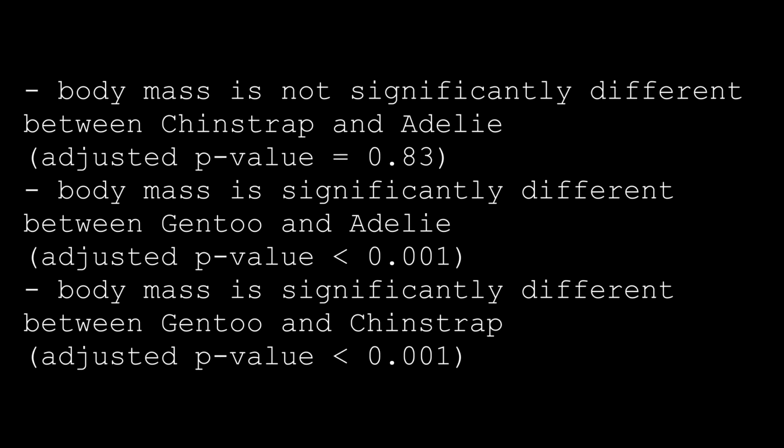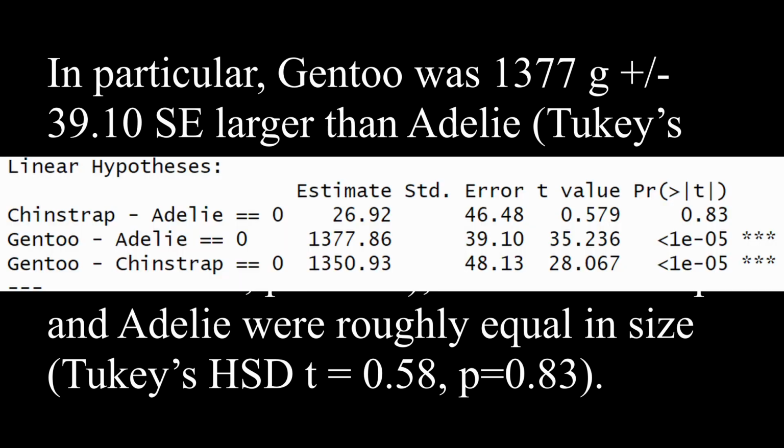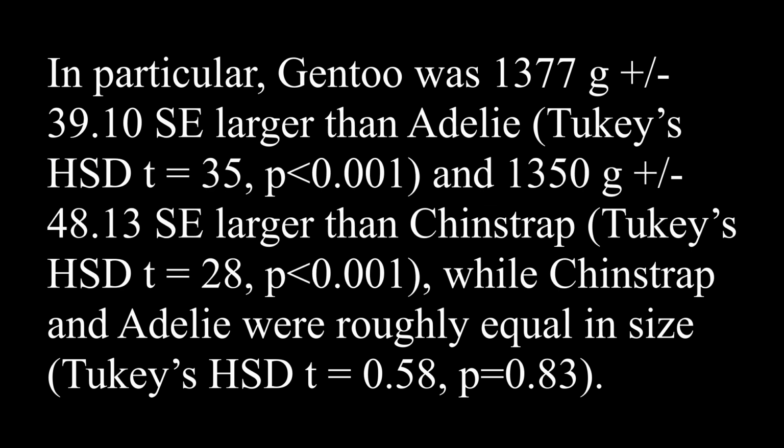But more formally, we could state in our conclusions, in particular, Gentoo was 1,377 grams plus or minus 39.10 standard error larger than Adelie. I got that from the other table, not the table we just looked at. I got that from the Agricolae package table. And that's from the Tukey's HSD, and there's a t-value and the p-value from the table we just looked at.